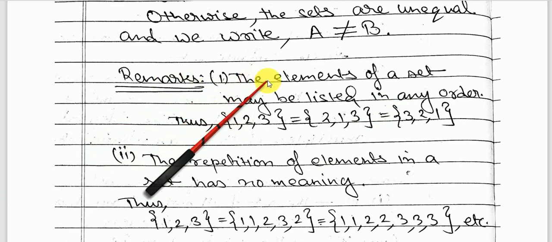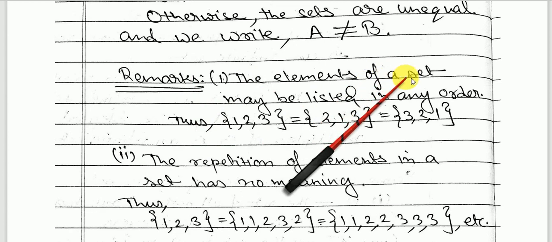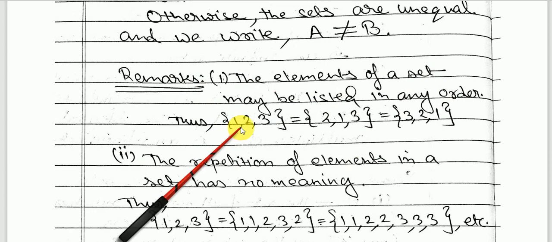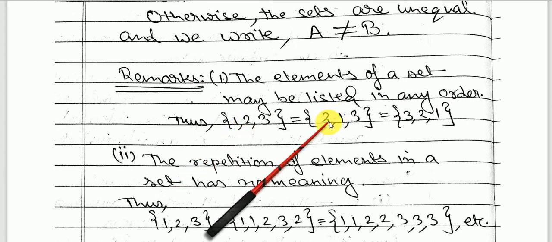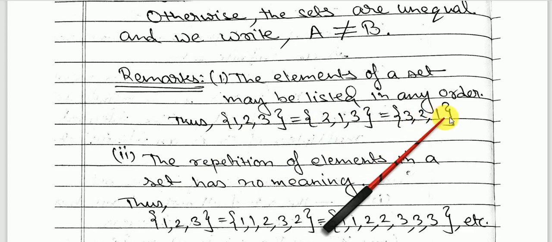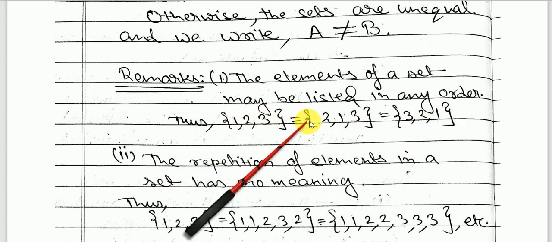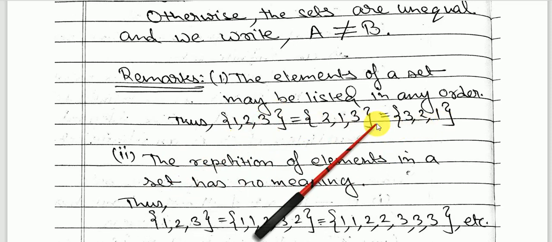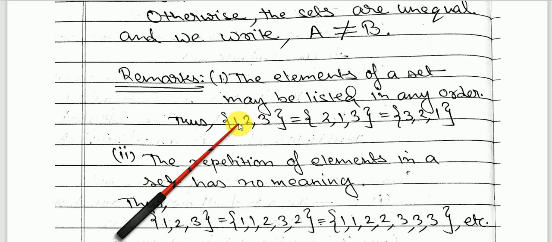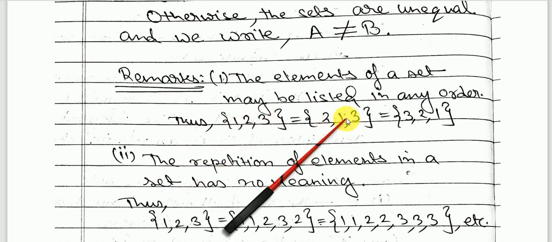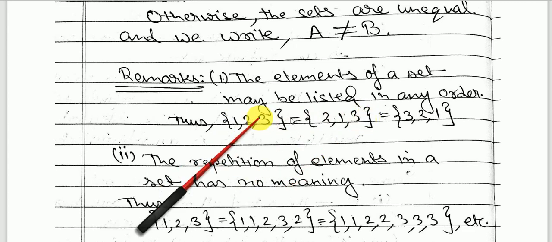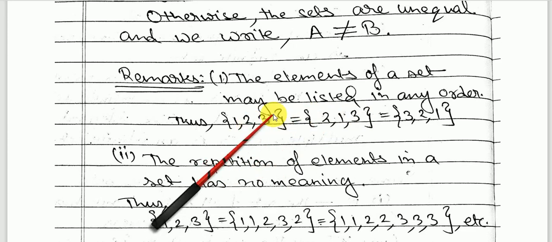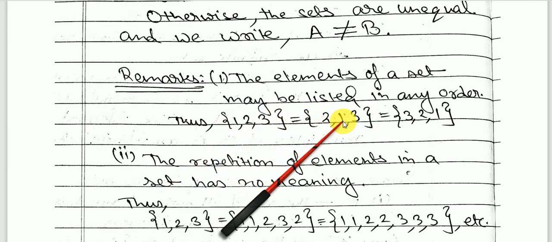And you must remember these 2 points. The elements of a set may be listed in any order. For example, here we have a set which contains 1, 2, 3, next 2, 1, 3, 3, 2, 1. Though the order of the elements is different in each set, the sets are not different, they are equal. Because each set contains the elements 1, 2, 3, exactly the same elements, so they are equal. It doesn't matter in which order they are written in the set.